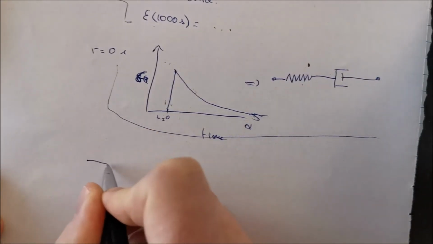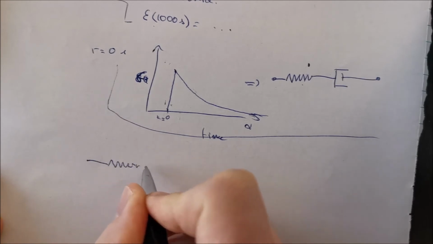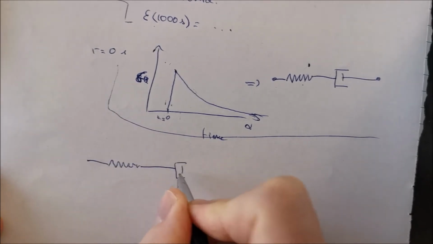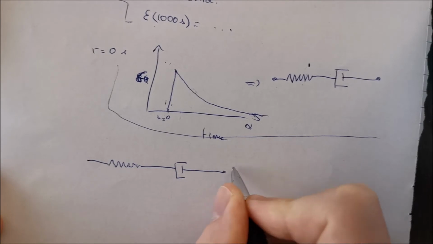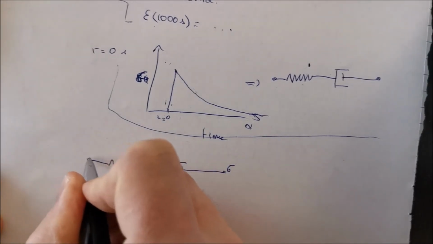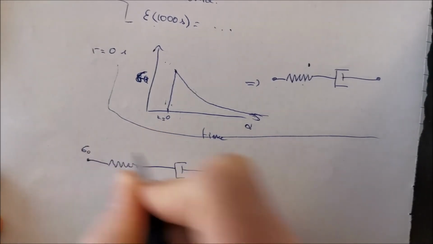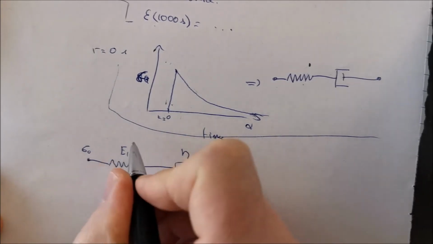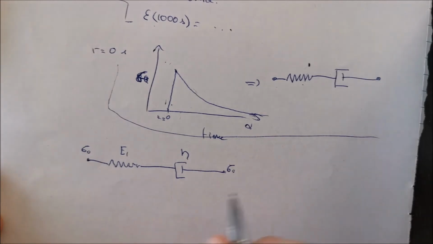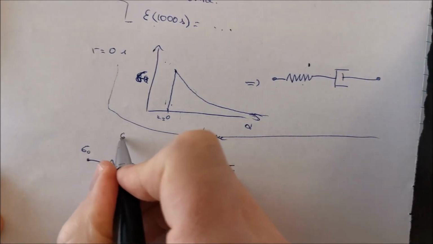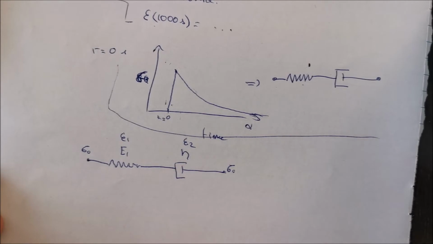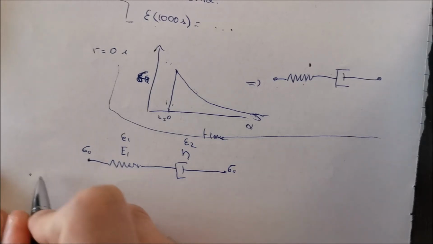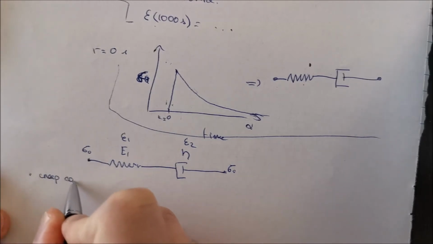We will have a system with spring 1, dashpot, and we're applying stress sigma 0 and sigma 0. So we have E1, viscosity, right? And we'll have epsilon 1 and epsilon 2, which will be the strain on 1 and the strain on 2. We have to derive a model for this in terms of creep compliance.